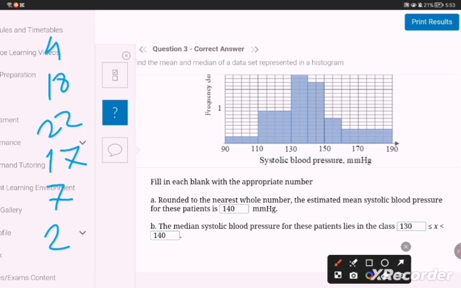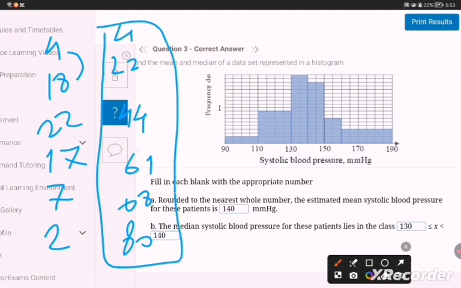Now, to find the median itself, you have to first find the cumulative frequency. I think we all know how to find the cumulative frequency. You're just going to add these together. So 22, and then 22 and 22 is 44. 44 plus 17 is 61. 61 plus 7 is 68. And then finally 80. So these are your cumulative frequencies over here.